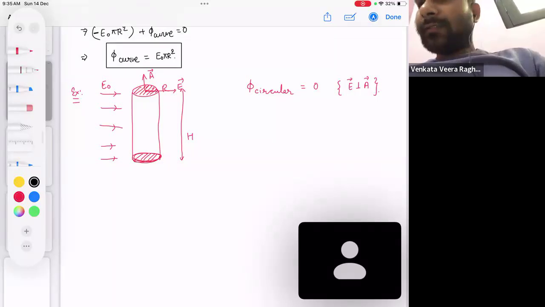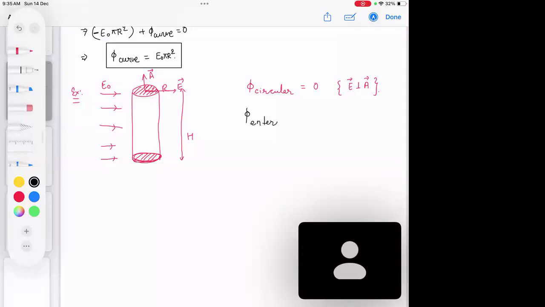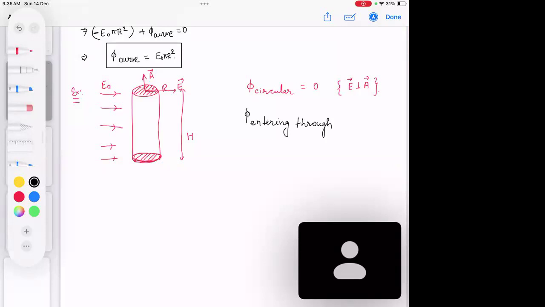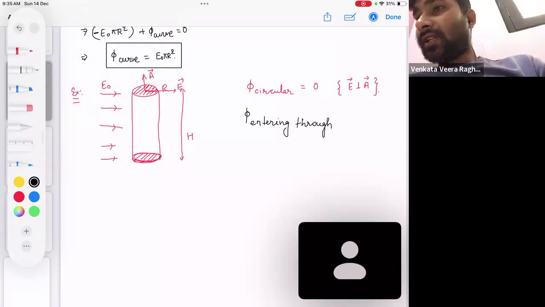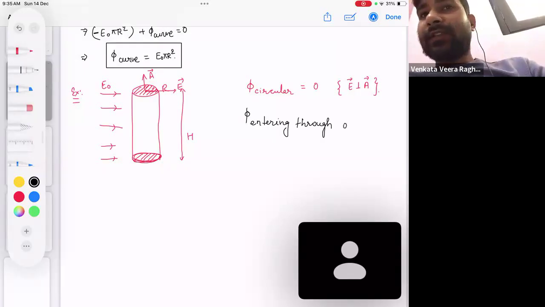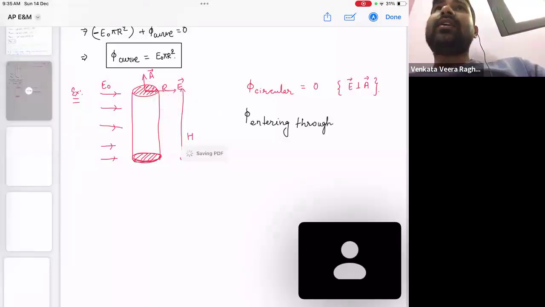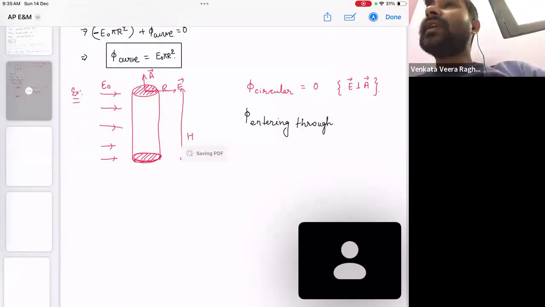Now I am asking in the question, what is the flux entering through the curved face? Okay. Understand the question? E naught 2RH. Yes. E naught into 2RH. That is the flux entering through the curved surface if we want to calculate. Entering through the curved surface depends on how many field lines entered. So does it depend on the projected area of this cylinder on the wall, right or not?